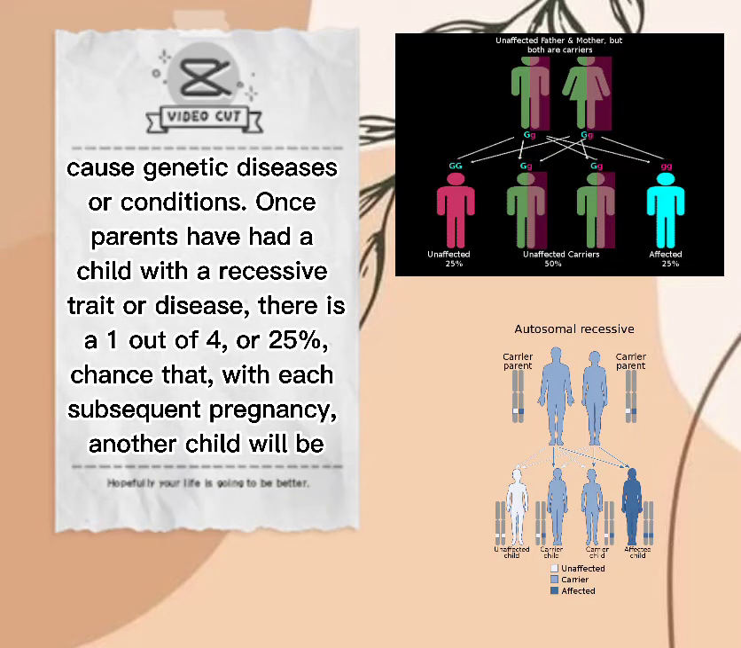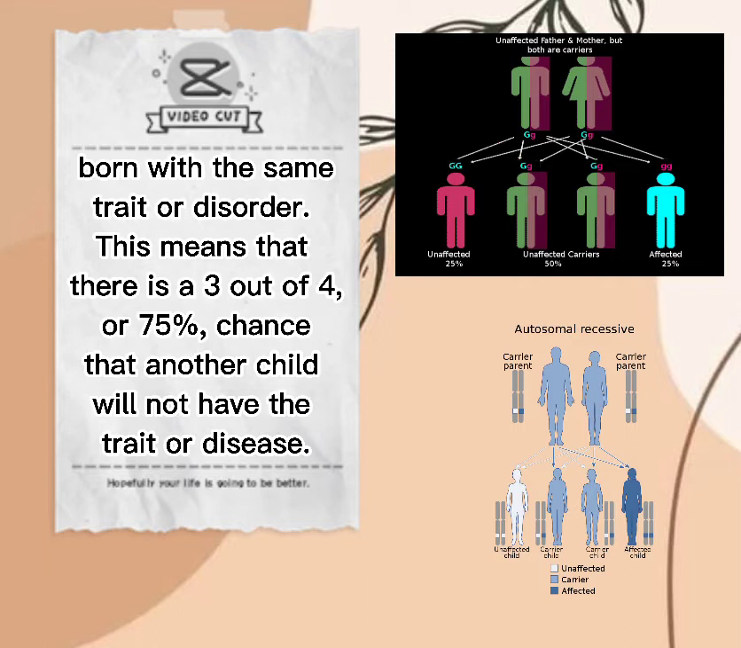Once parents have had a child with the recessive trait or disease, there is a 1 out of 4, or 25%, chance that, with each subsequent pregnancy, another child will be born with the same trait or disorder. This means that there is a 3 out of 4, or 75%, chance that another child will not have the trait or disease.